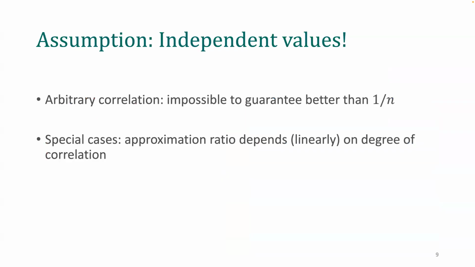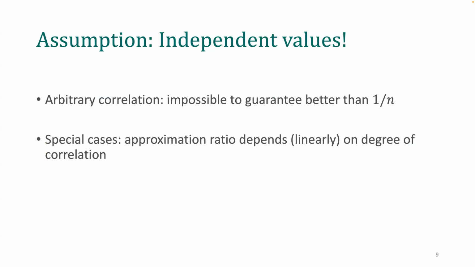Because when you allow for arbitrary correlation, there's pretty much nothing to guarantee here. It's again the same sort of hard instance where no online algorithm can do better than just guessing something at random. So there have been some special cases studied in the literature, for example, parameterizing the dependencies, but all of this has approximation ratios that worsen with the correlation. So the approximation ratio really depends on how you parameterize the dependency.